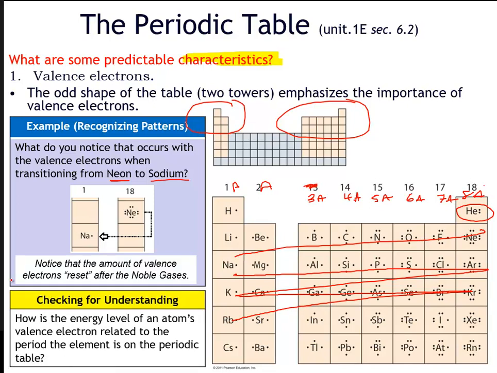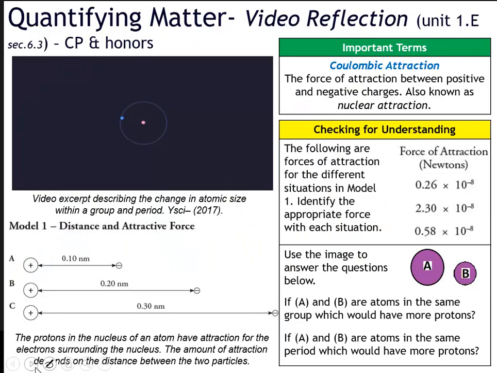So consider this question. How is the energy level of the atom's valence electron related to the period the element is on the periodic table? How do the period numbers, the ones here on the left-hand side, reflect the atom's valence electron? So answer that question. If you have a hard time, hit me up at tutorial, okay?